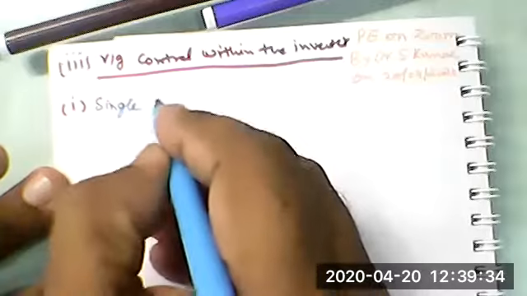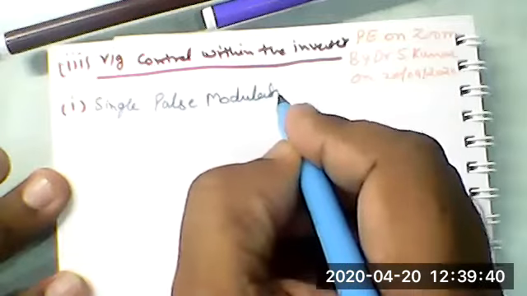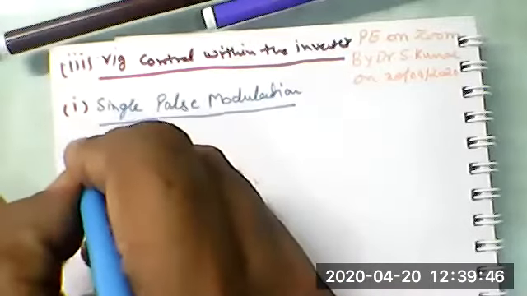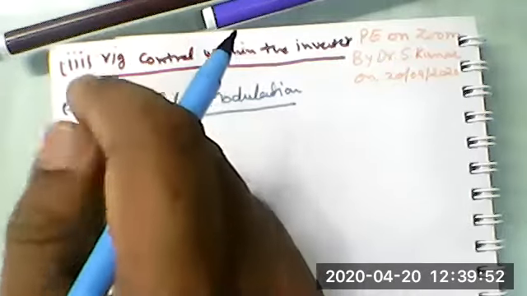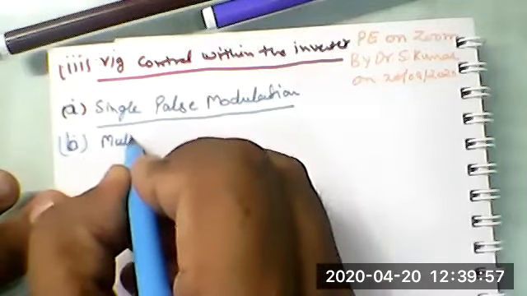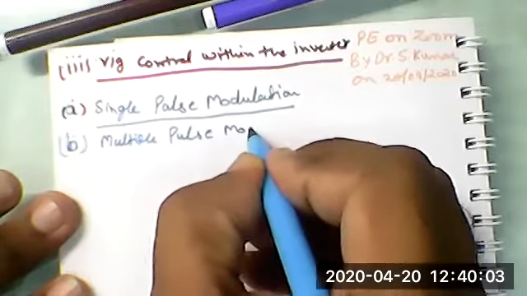In this category, the first one is single pulse modulation. Then second is, let us give the numbering like A, B, so that you should not have any confusion. Second is multiple pulse modulation.